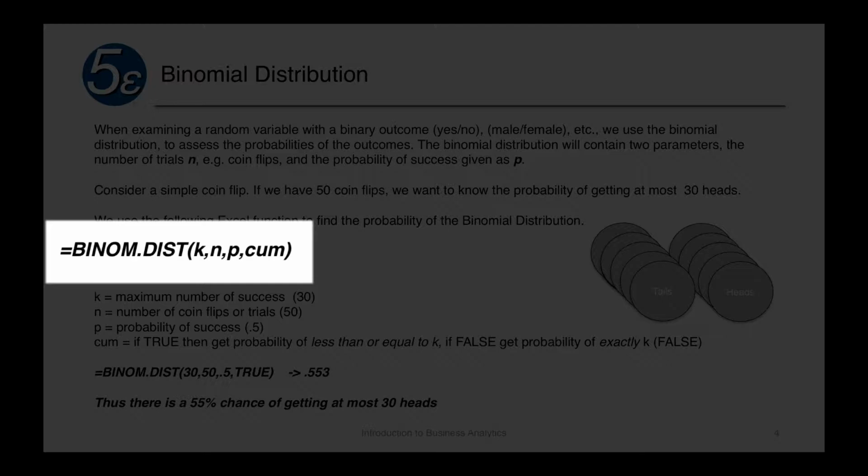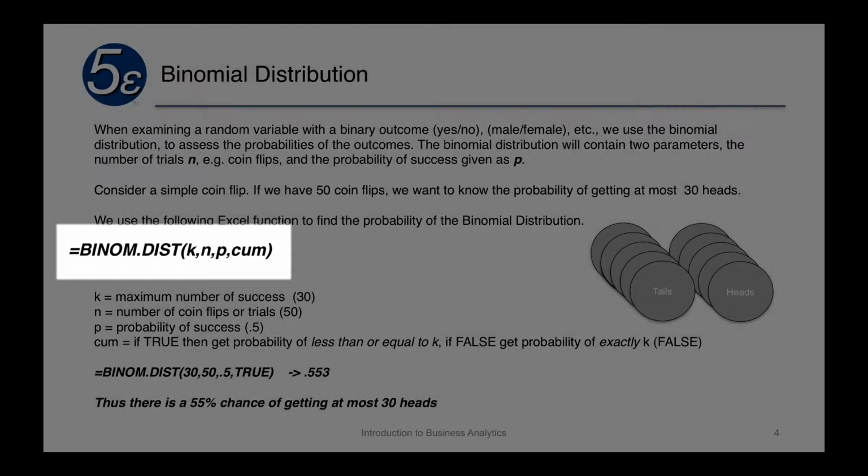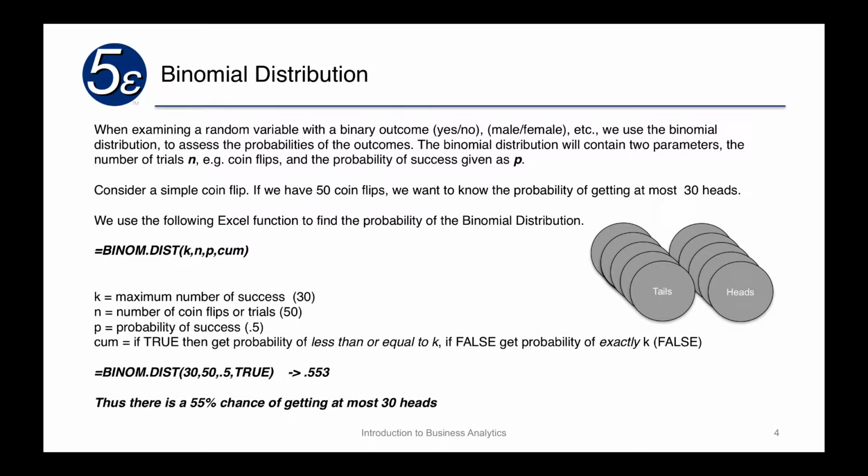And we're going to have the cum parameter, which, if true, gives us the probability of less than or equal to K as a cumulative. And if it's false, it gives us the probability of exactly K items. So in the case above, we have Binom.DIST, where we have 30 for K, 50 for the trials, 0.5 for our probability of success, and true, which gives us 0.553. So there is a 55% chance of getting at most 30 heads.